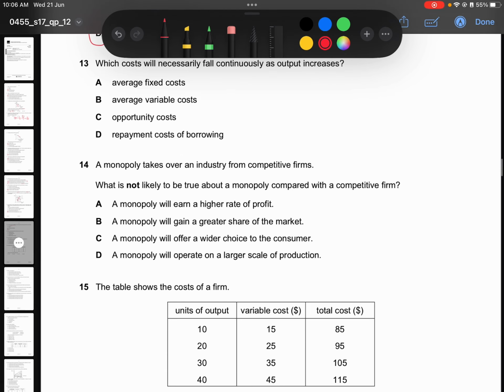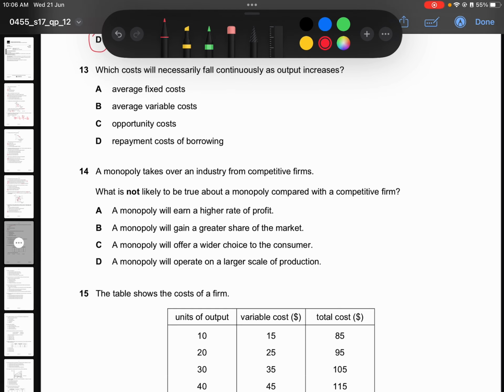Which cost will necessarily fall continuously as your output increases? Now, as your output increases, your average fixed cost falls, because your fixed costs are constant in the short term. So as you increase your output, these are divided into a larger number, and if you have a fixed number that you're dividing by an increasing quantity, the answer is likely to fall. Hence, your average fixed costs fall.